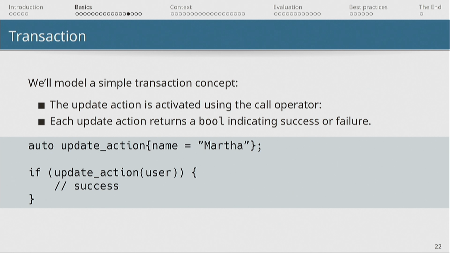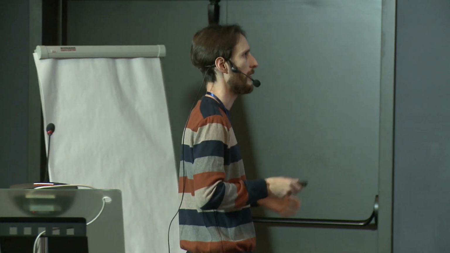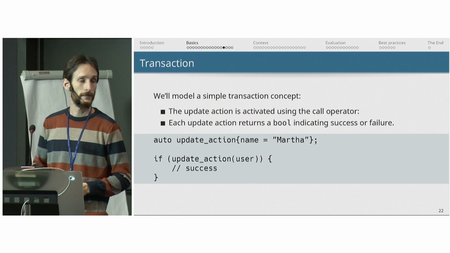Is it a database, so it's something rollback or something commit? Or do we want to deal with exceptions like in normal C++? Or maybe all of our update actions, when called, will return a Boolean value saying true or false, depending whether they succeeded or not. So for this small example, I've decided to go for each of the update actions are going to have a call operator, and the call operator returns true if the update succeeded and false if it hasn't. So when we define an action and say update action name equals Martha, if we invoke it on some user, it will return bool if everything is okay.